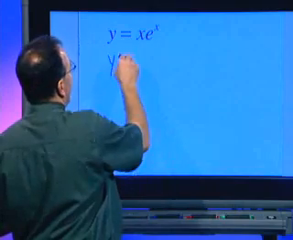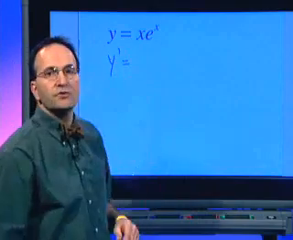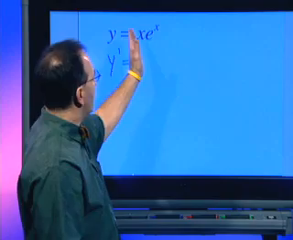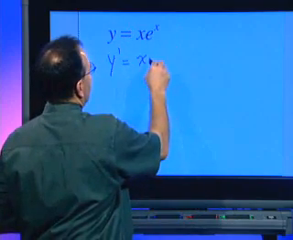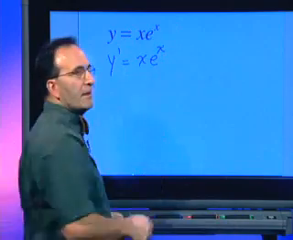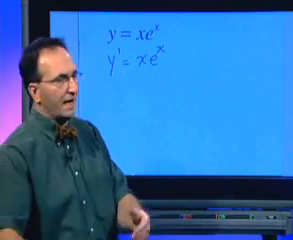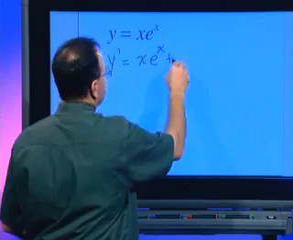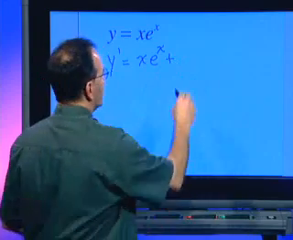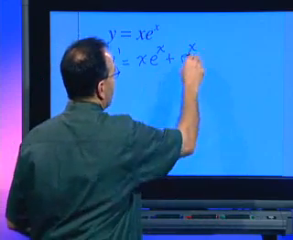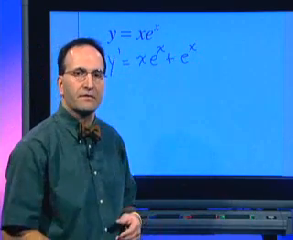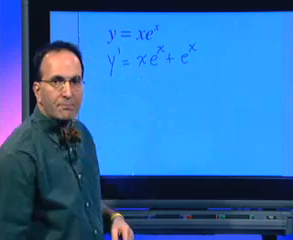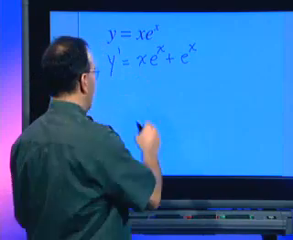In this case, for y prime, we have to use the product rule because it's a function x times e to the x. So it's the first times the derivative of the second, and remember the derivative of e to the x is e to the x. Plus, we now take the second function, which is e to the x, and multiply it by the derivative of the first function, which is x, and of course the derivative of x is 1. So that's y prime.